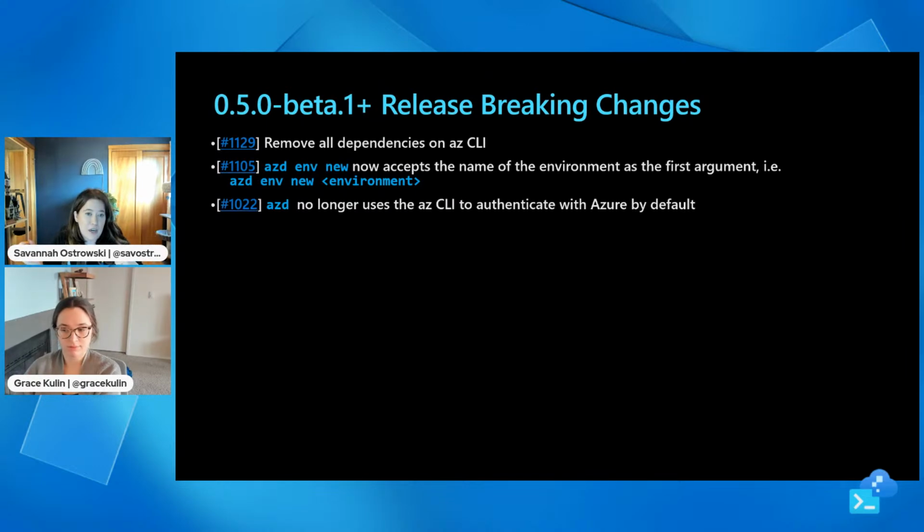The other thing new in this release is we now accept a name as the first argument to the azd env new command. So when you're creating a new environment, you pass in that environment name. And that's pretty much it. Nothing too scary happening, but I wanted to make folks aware of that. The one last thing to mention is that if you are using the Azure CLI, we can still use that for authentication, but we don't require you to install it to get started.